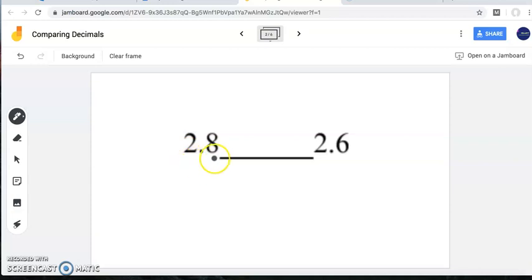So looking at the far left for both of these numbers, the digit in the ones place is a 2 in this number, and it's also a 2 in this number. So therefore, we're going to move to the next digit. Even though there's a decimal point, we're still following the same procedure. Now we're going to look at the digit in the tenths. Here I see that we have 8/10, and in this number I have 6/10. So 8/10 is clearly a larger value than 6/10. Therefore, 2 and 8/10 is going to be greater than 2 and 6/10.